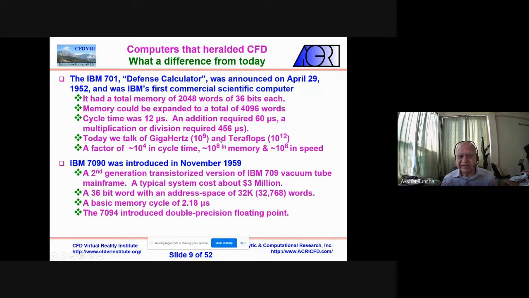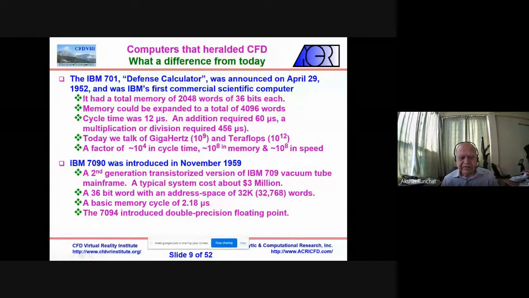Today, we're talking of gigahertz, 10 to the 9s, and teraflops. This is 10 to the 6. Just an addition required 60 microseconds. Today we do 10 to the 12 such operations in a second. So a factor of 10 to the 4 in cycle time and 10 to the 8 in memory and speed has occurred. If you can imagine that in this short span from 1952 to today.